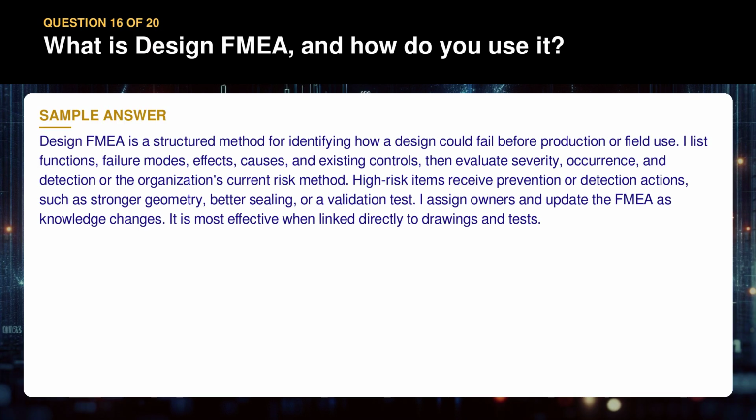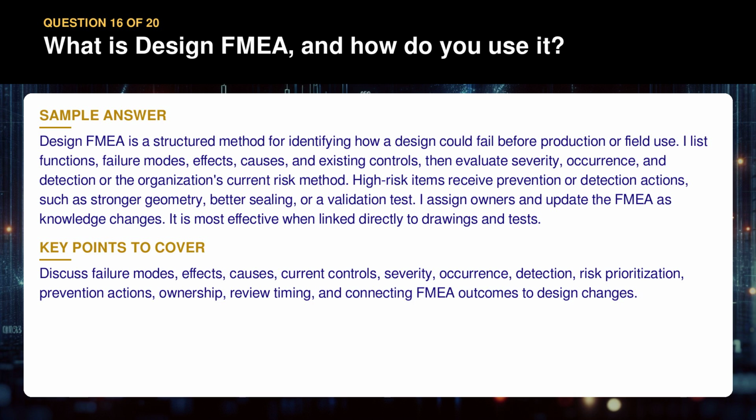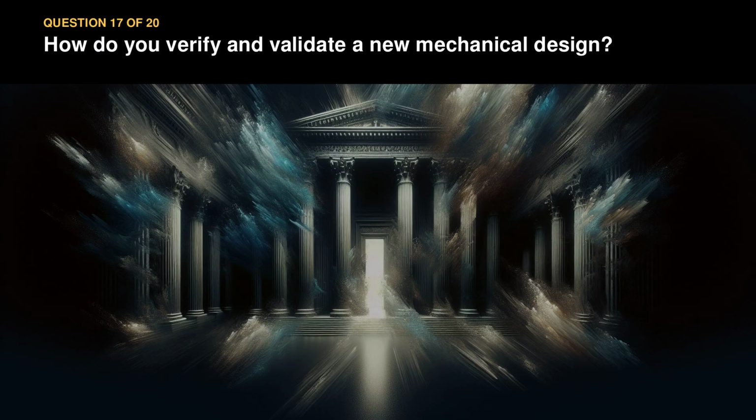I assign owners and update the FMEA as knowledge changes. It is most effective when linked directly to drawings and tests. Discuss failure modes, effects, causes, current controls, severity, occurrence, detection, risk prioritization, prevention actions, ownership, review timing, and connecting FMEA outcomes to design changes.